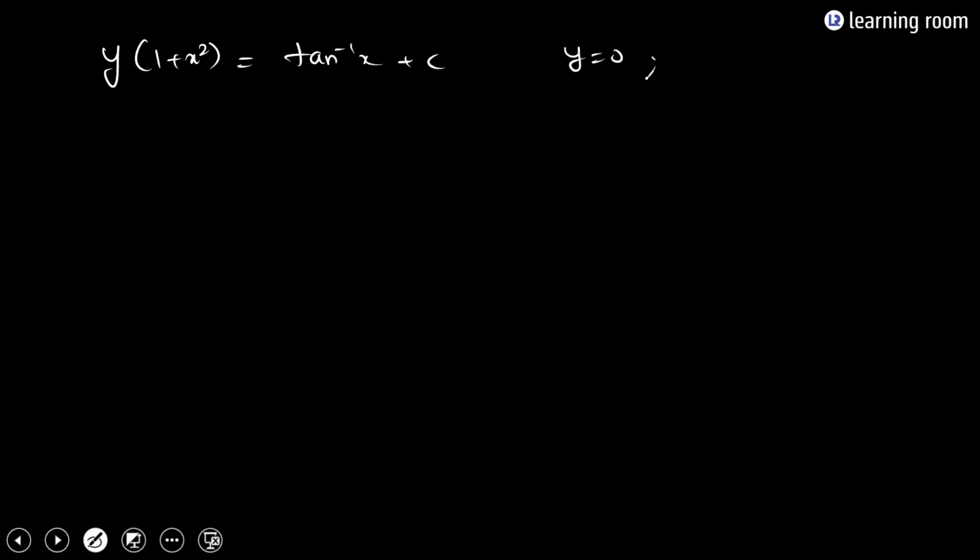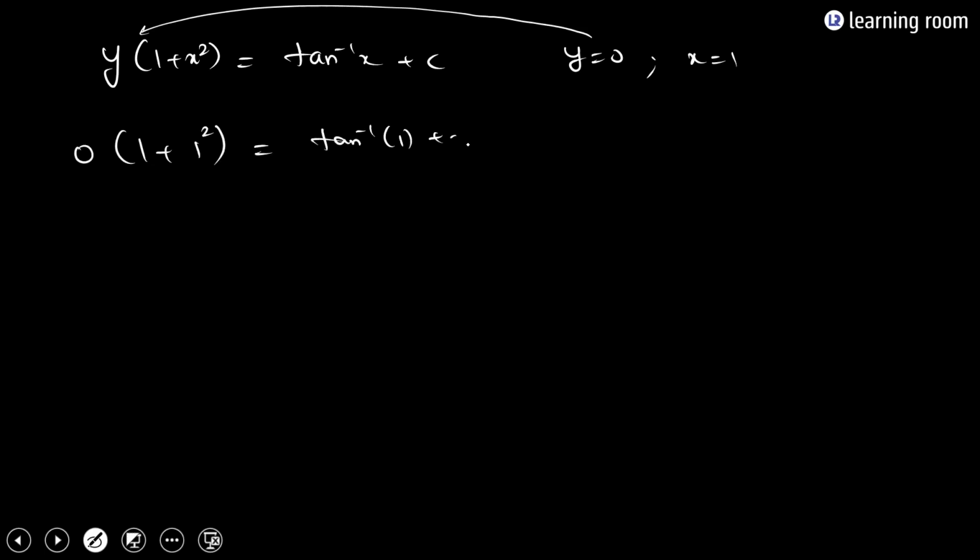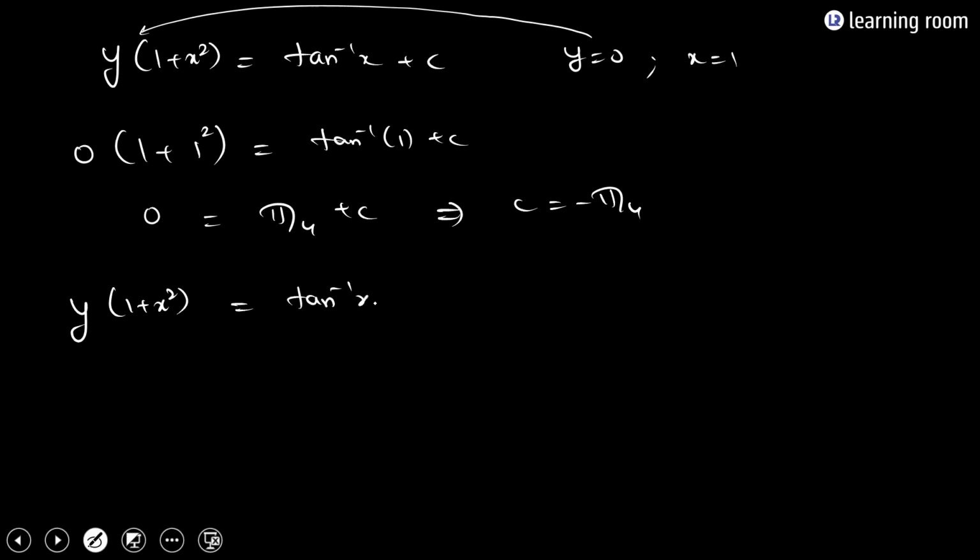But y is 0, x is equal to 1. So I'll put y = 0 here. So 0 into (1 + 1²) is equal to tan inverse of 1 plus c. So 0 is equal to tan inverse 1 is pi by 4 plus c, which implies c is equal to minus pi by 4. So y into (1 + x²) is equal to tan inverse of x minus pi by 4.